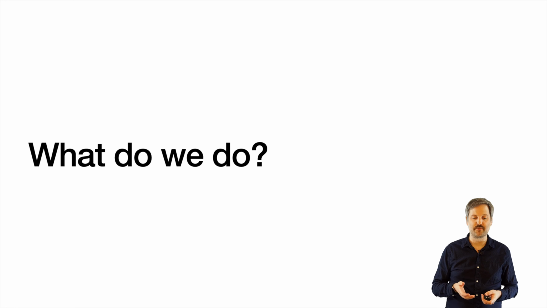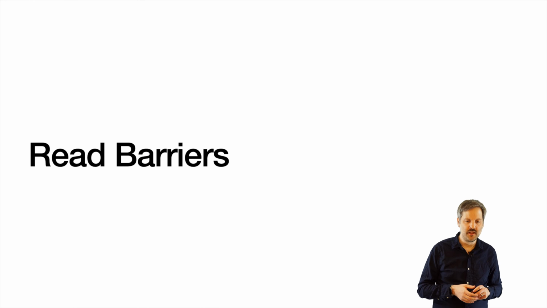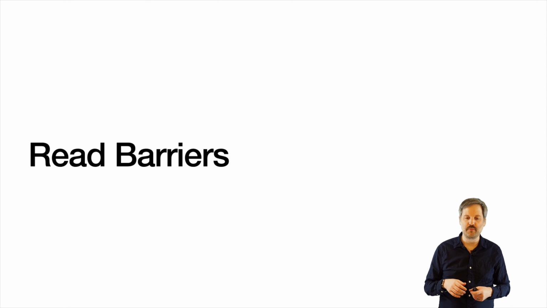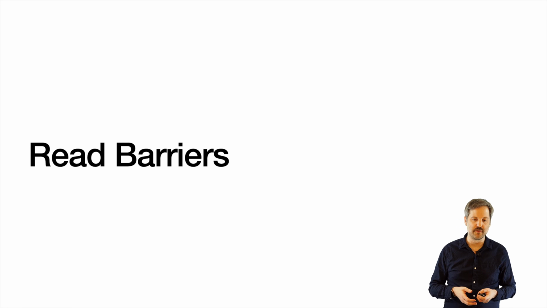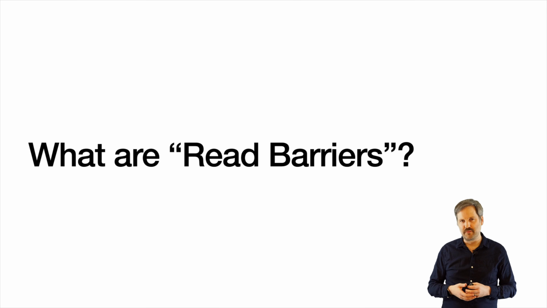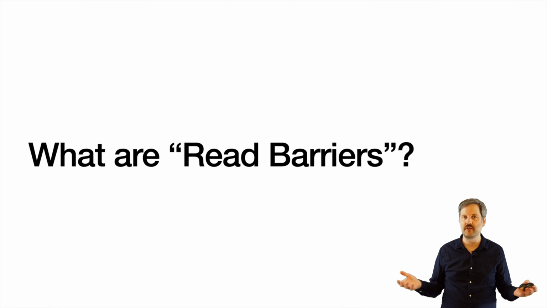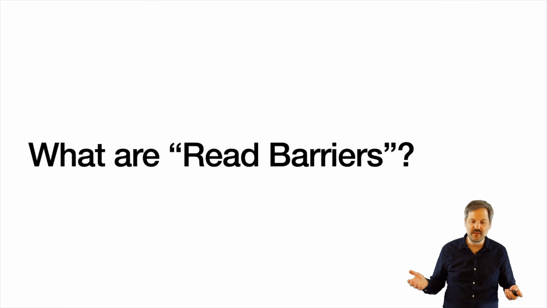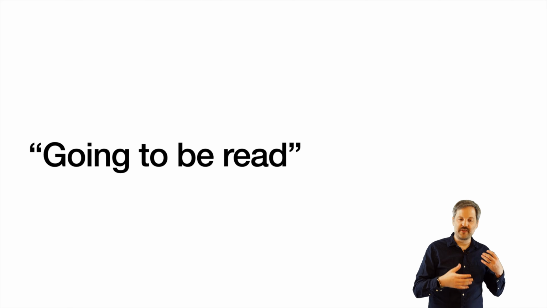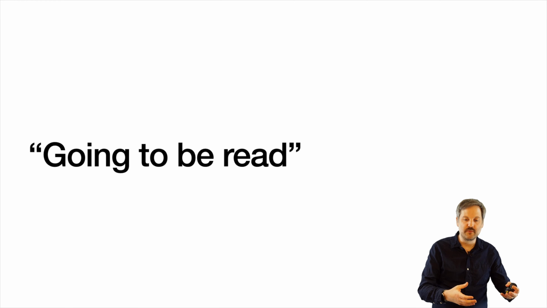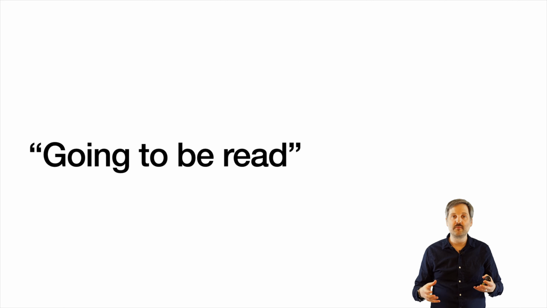So what do we do about this problem? How can we fix this? The way I chose to fix this problem is to introduce read barriers. So what are read barriers? Read barriers are just functions that are called when something is read. For example, if an object is going to be read, then we can use the read barrier to put that object back into place.